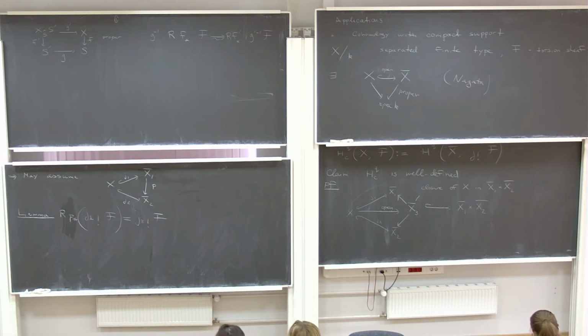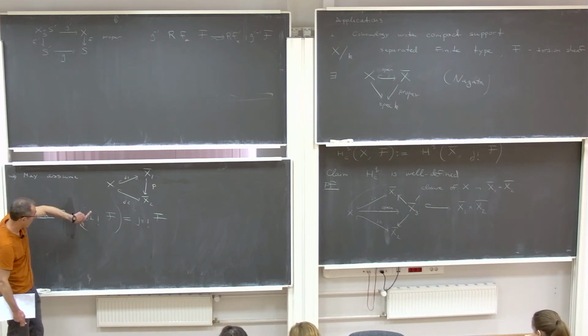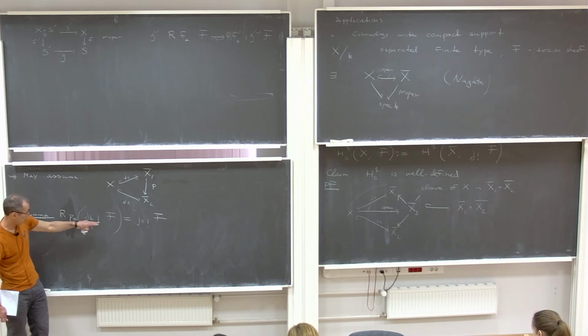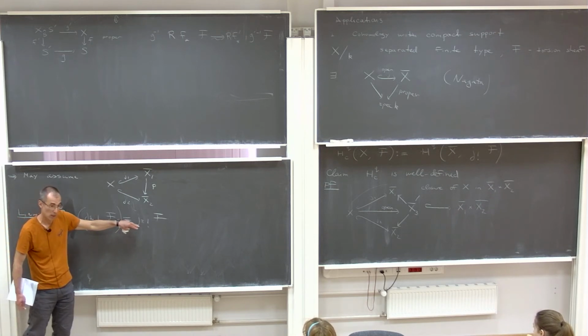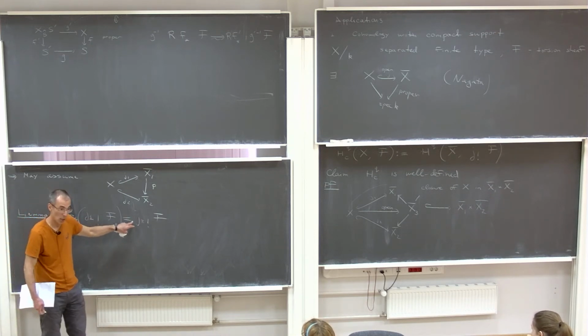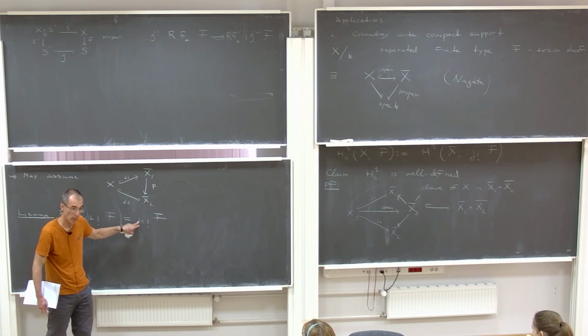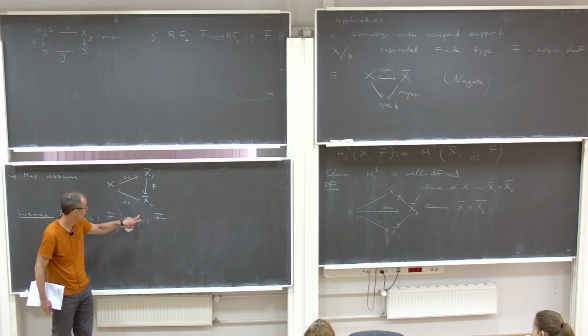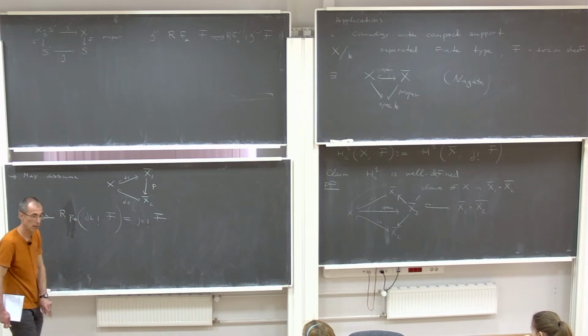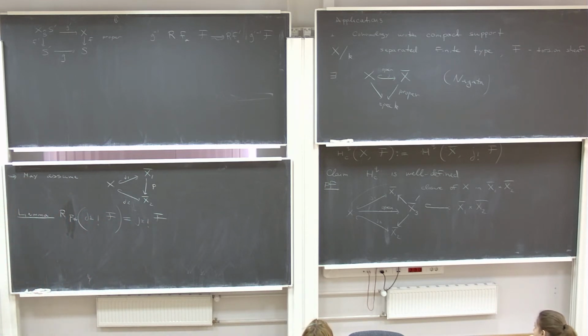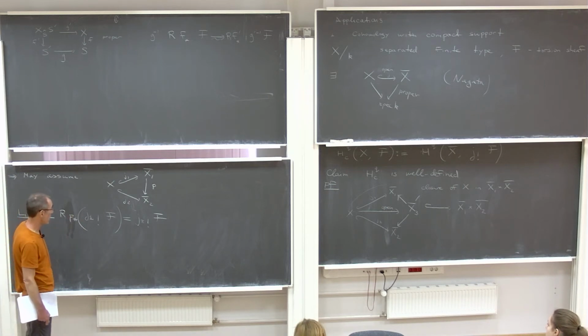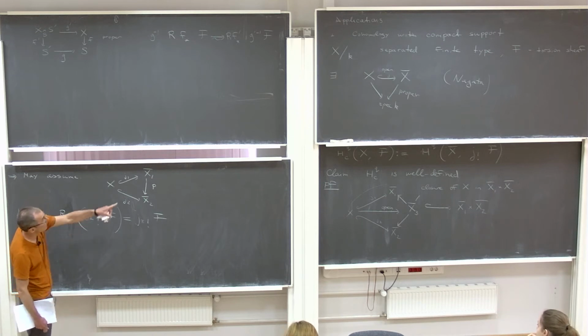So a priori, when I apply this derived direct image, I get a complex. The first assertion is that this complex has homology only in one degree, and in this degree, it's what's written here. Higher derived direct images vanish. And why that? Well, first of all, clearly this statement implies the claim.